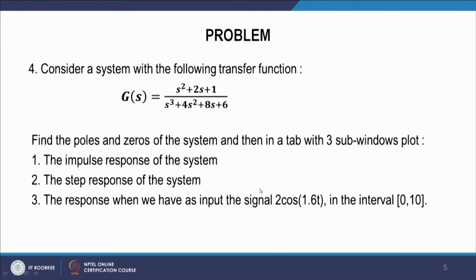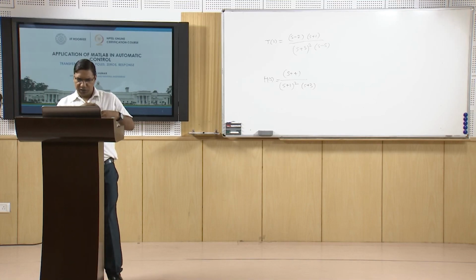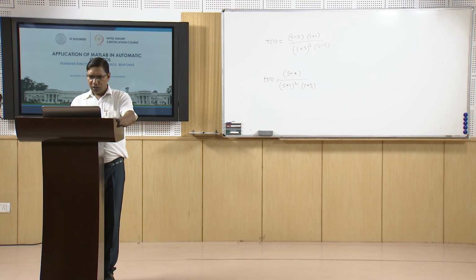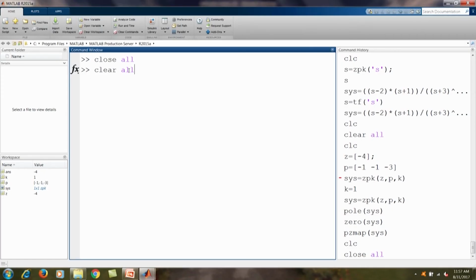So we have this system, that is transfer function G(s) equal to (s square plus 2s plus 1) upon (s cube plus 4s square plus 8s plus 6). So this is our system, and here we have to find the impulse response and step response of the system. So here let's go to MATLAB.